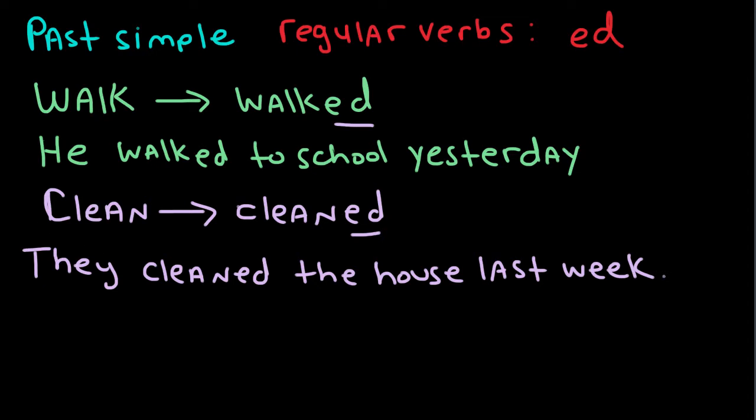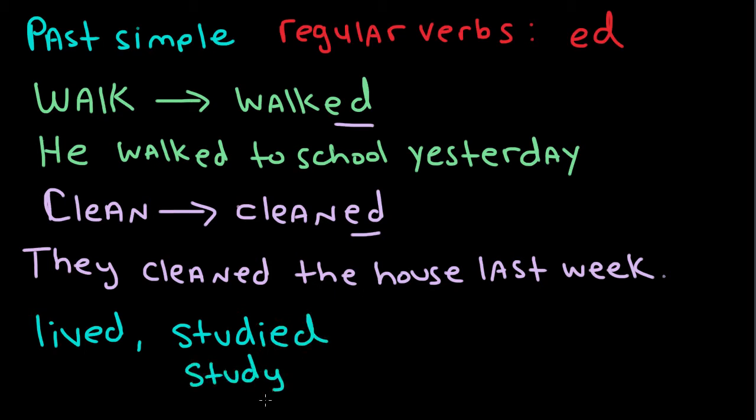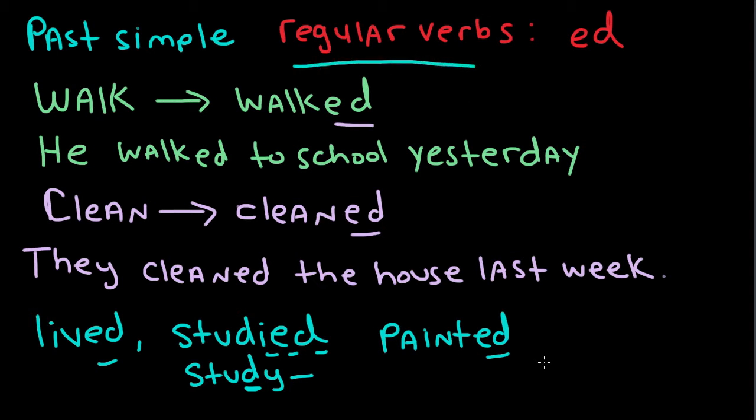So other regular verbs that you might know would be lived, studied. When we have a verb with a y, if it has a consonant before the y, in order to make it the past simple, we take out the y and we add the ied. That's a spelling rule for regular past simple verbs. Another verb that we have is painted. We add ed on the end of these verbs, and they're regular to make them the past simple.